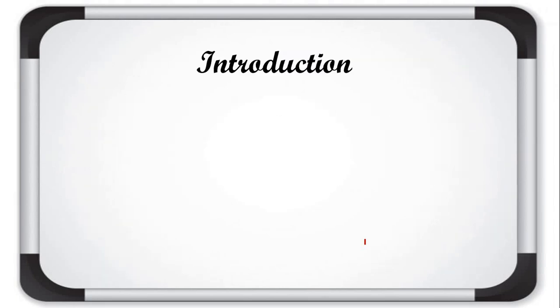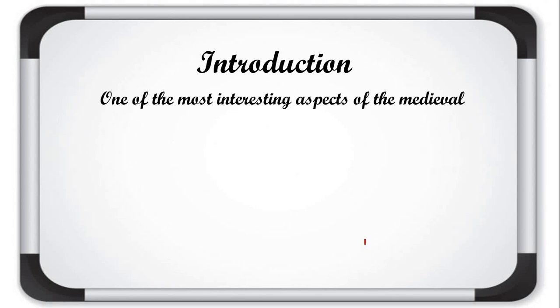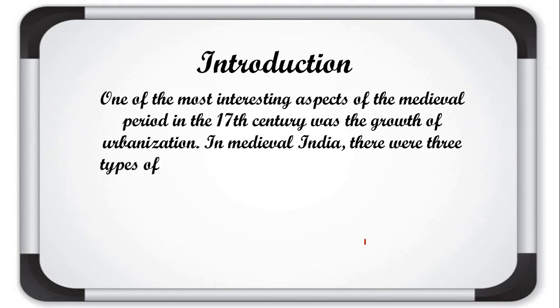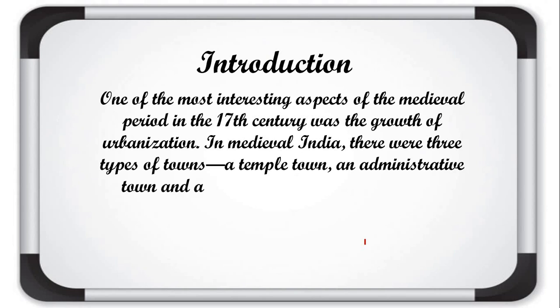Actually, in 7th standard we are studying medieval history. The main features of the medieval period include the growth of urbanization, meaning the development of cities. One of the most interesting aspects of the medieval period, from the 8th to the 17th centuries, was the growth of urbanization. With the passage of time, many new cities and towns were developed during the medieval period of Indian history.